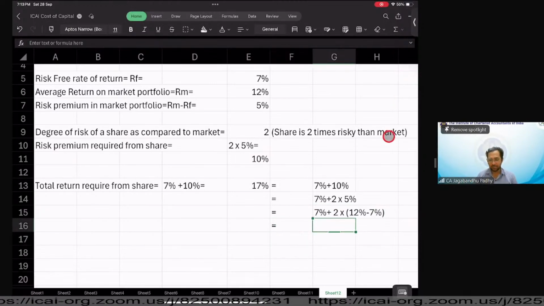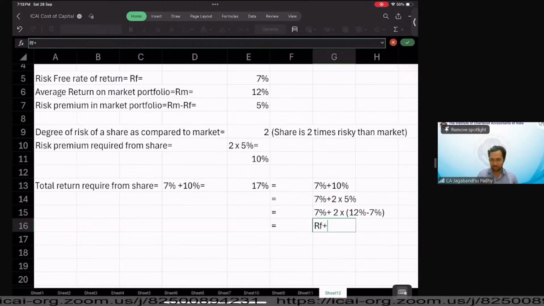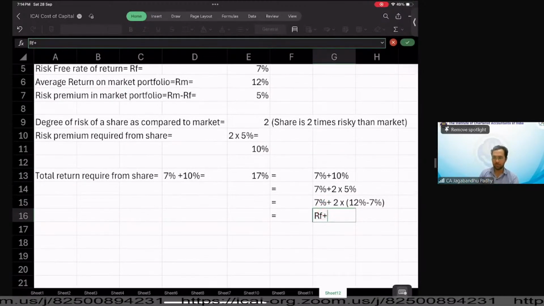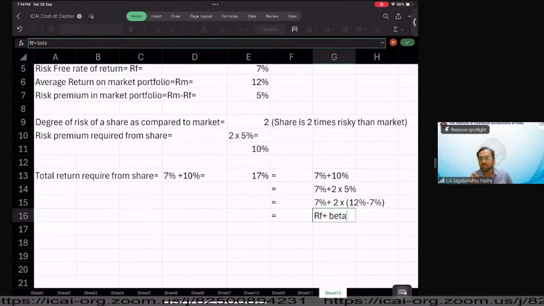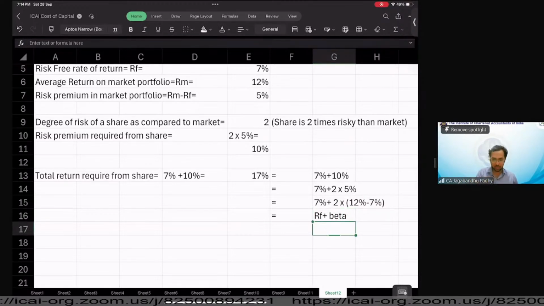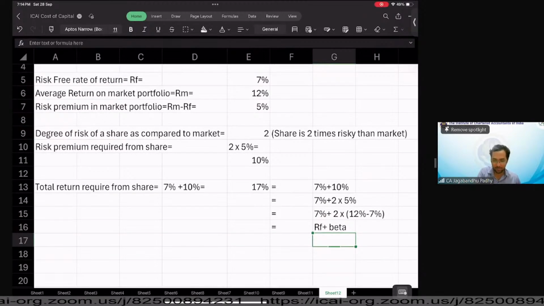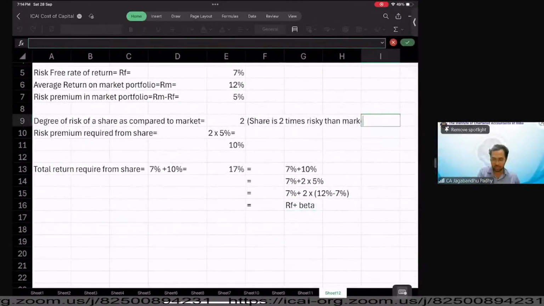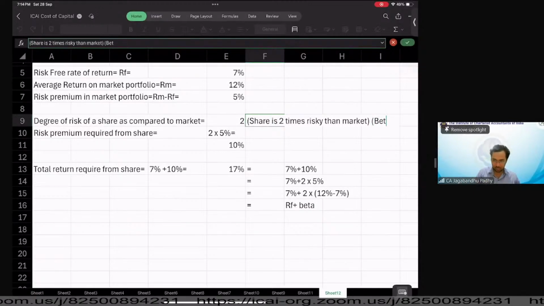Correct? So what was this 7%, guys? 7% was the risk-free security. Plus, we did it as 2. What was this 2? 2 is the degree of risk that we have in a share as compared to the market. So that term is going to be denoted as beta. The degree of risk is also going to be called beta.